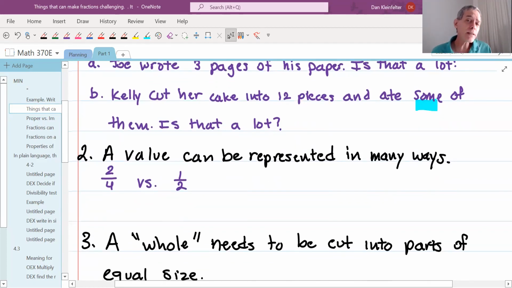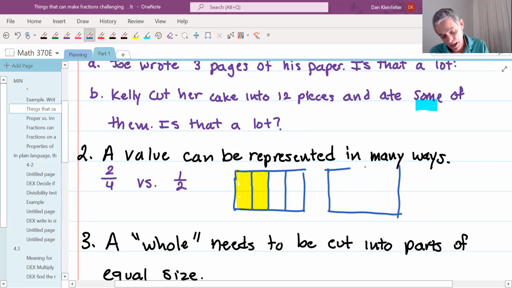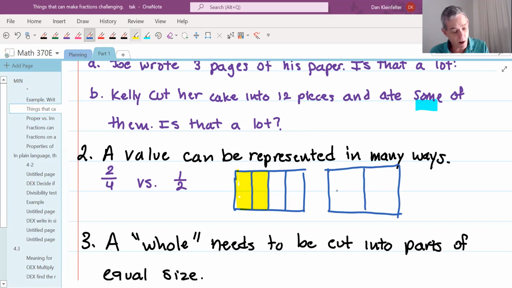Okay, another issue is a value can be represented in a variety of ways. If you have a whole and is divided into 4 parts, and we're going to shade 2 of them. Okay, there's one whole, and we've divided it into 4 parts, and we're shading 2 of them. That's 2 out of 4. If we take and have the same size whole and divide it instead into 2 parts and shade 1 of them, then that represents the same amount, right?